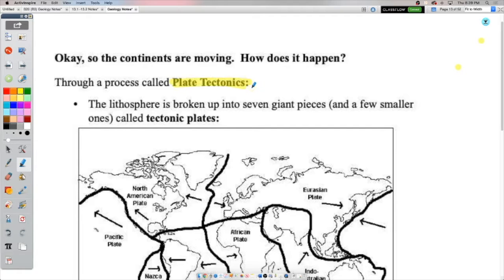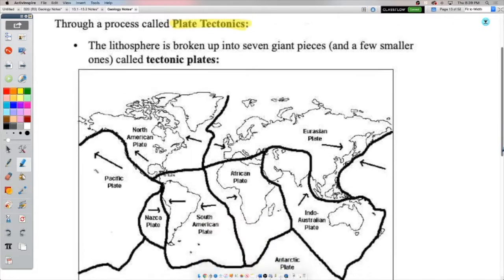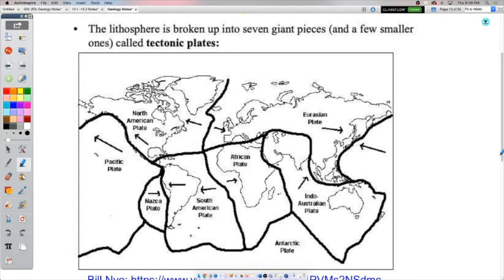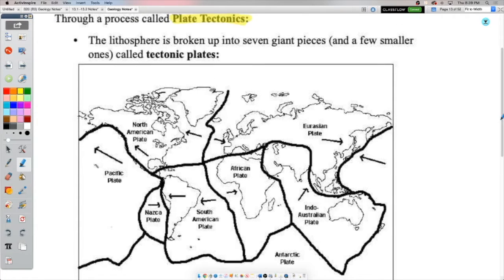Well, essentially, the lithosphere is broken up into 7 giant pieces. Hey, how many continents are there? Do you remember that from your elementary school geography? There's about 7 continents, so there's 7 big plates. There's some smaller ones too, but essentially there's these 7 huge plates that the lithosphere is broken up into. So it's literally cracks in the lithosphere. It's broken up into these plates.